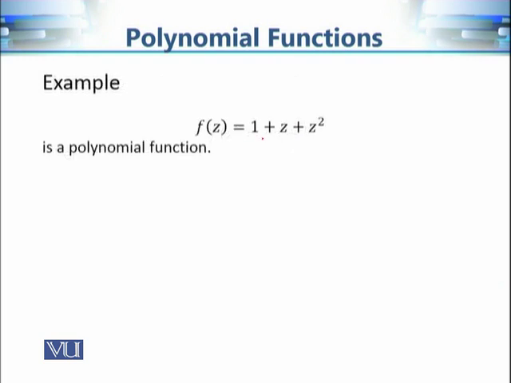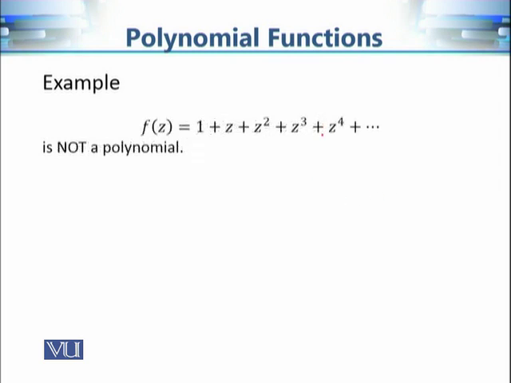Another example, so 1 plus z square. Of course, we can see that the coefficients are complex numbers and the variable is z, and so it is a polynomial function. Now let's have a look at another example where we have 1 plus z square plus z cube plus z raised to power 4 up to so on. So it's an ongoing process, and this function is not a polynomial.